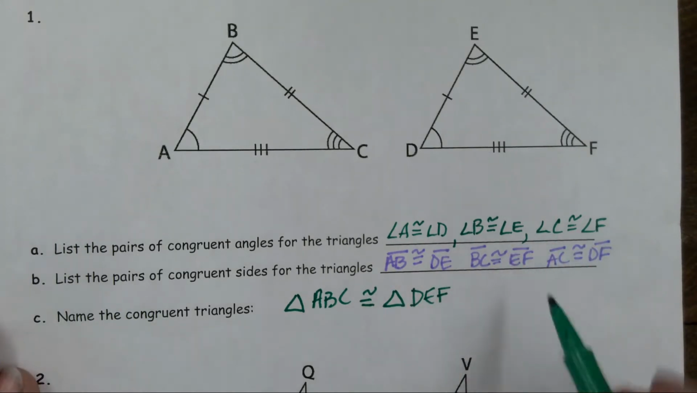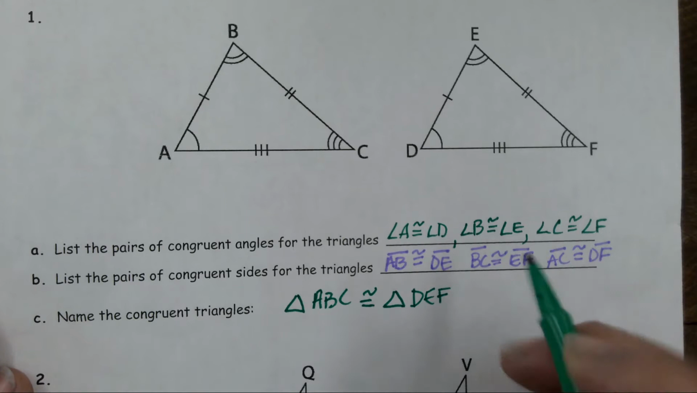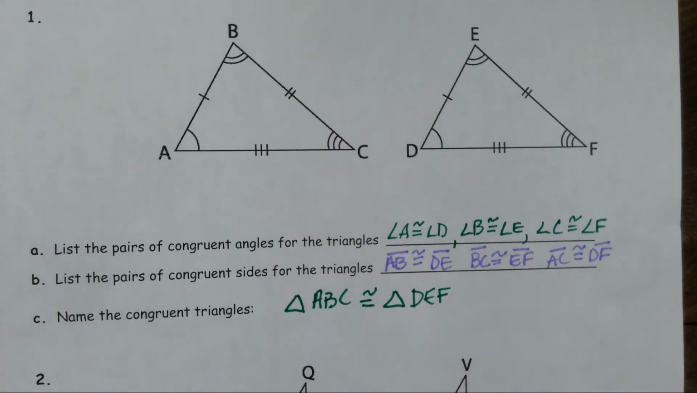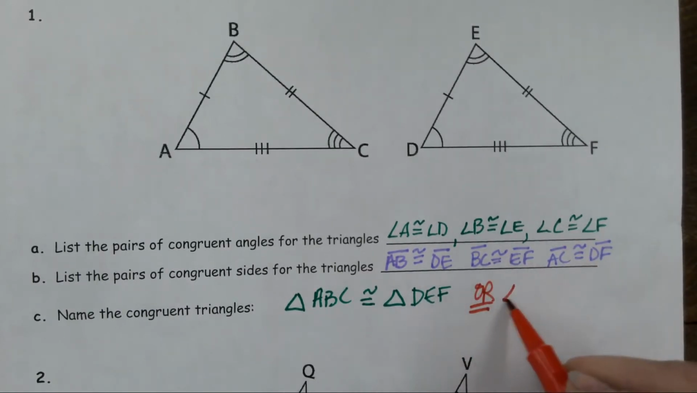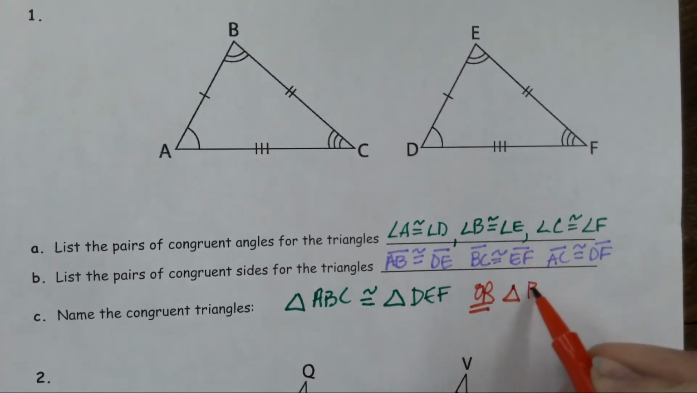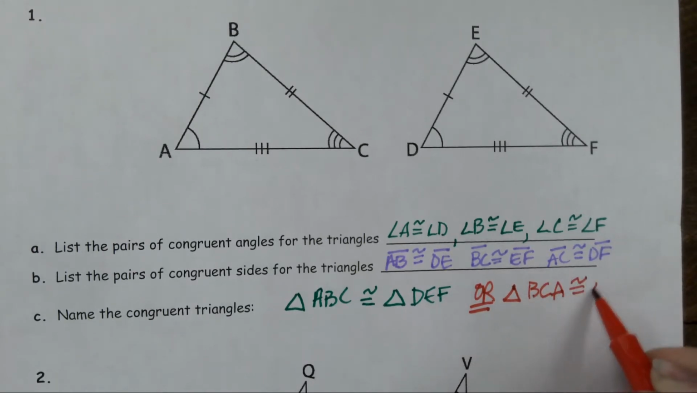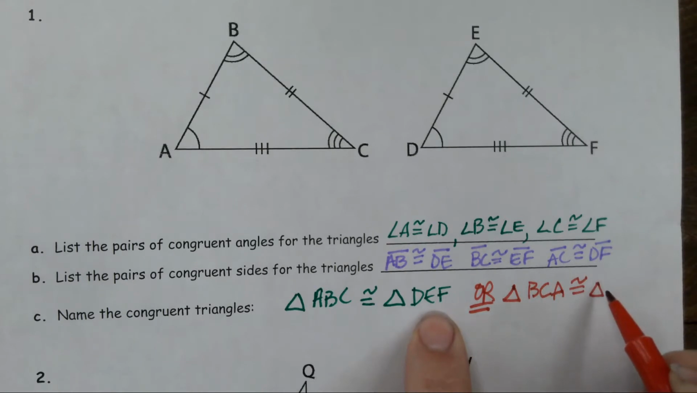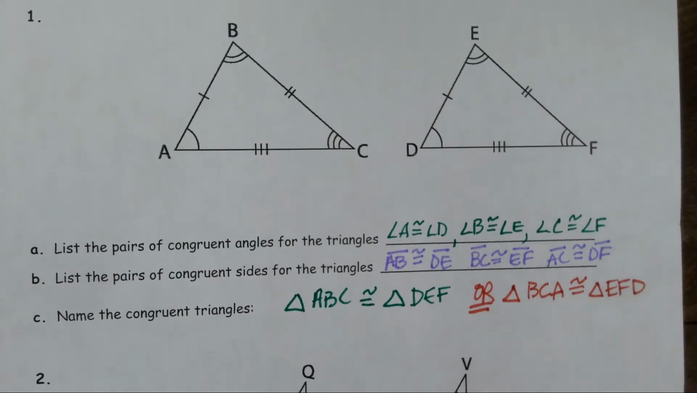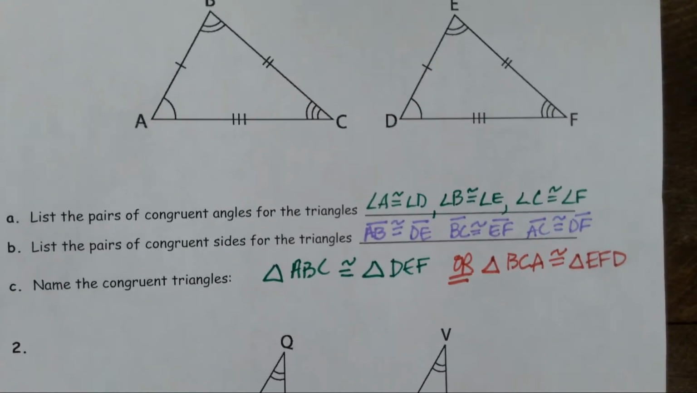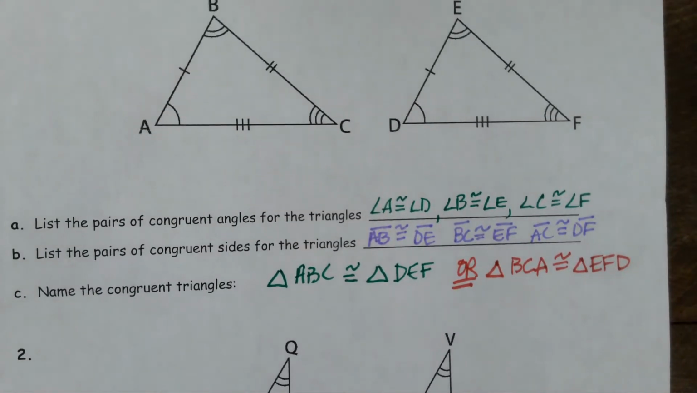I could also write this as, I'm going to go in a different color here, triangle BCA is congruent to triangle EFD. Again, do you see what I mean about the importance of lining up the angles that are congruent? Does that make sense? Okay.